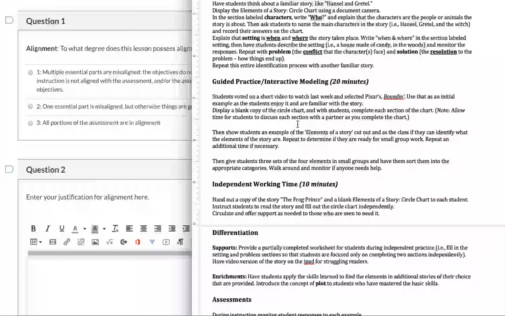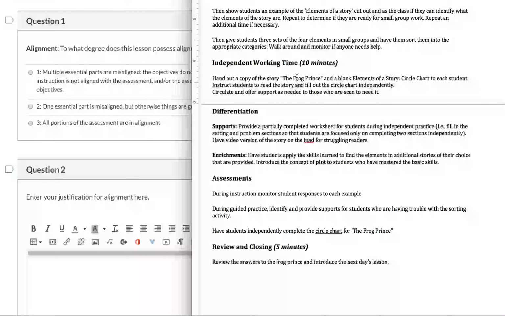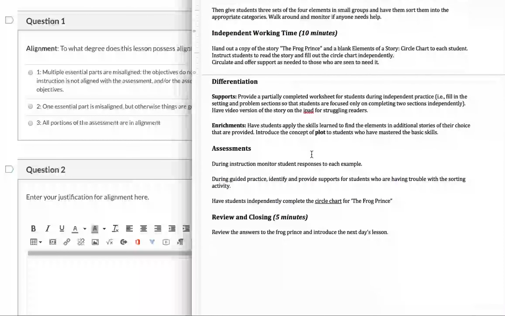and they can use this as something that they all have shared, enjoyed, to talk about. As we go through independent work time, now they're given a new story, The Frog Prince, with the blank elements of a story circle chart to each student. So now they're going to use that to identify the different parts.